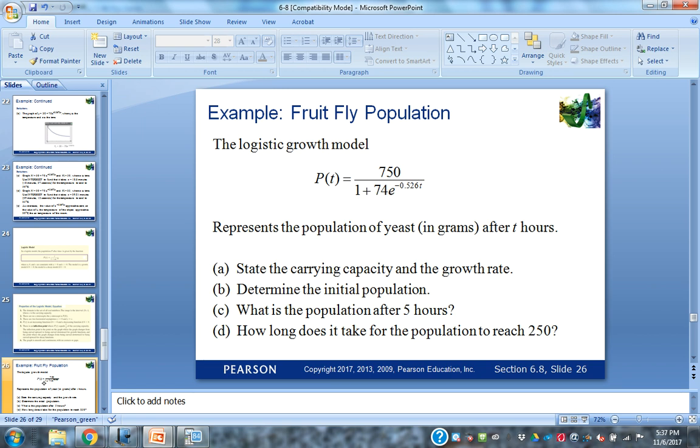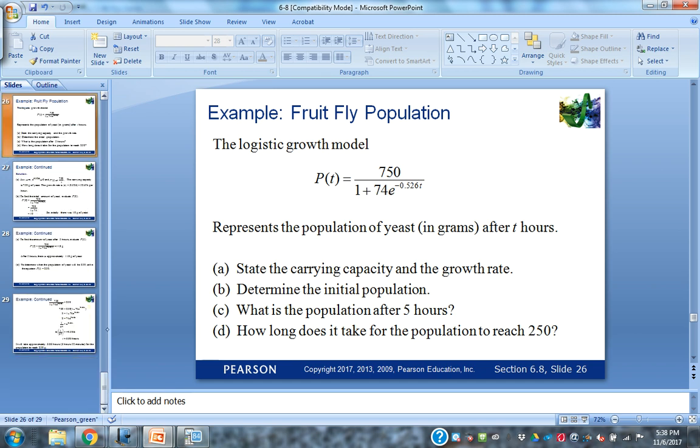Okay. Population after 5 hours. Where do you put the 5? T. Work it out. How long does it take the population to reach 250? Where's 250 go? Over here in the place of that. And then you solve that equation by just multiplying by this down here, and then subtracting and then dividing, solving for the variable t. Nothing fancy about that, but they're going to give you that equation to do that.